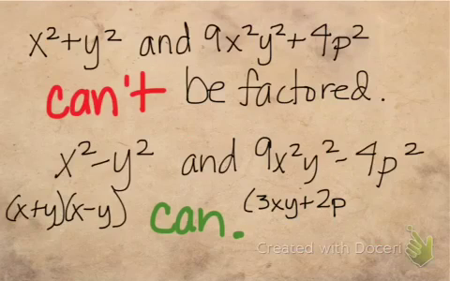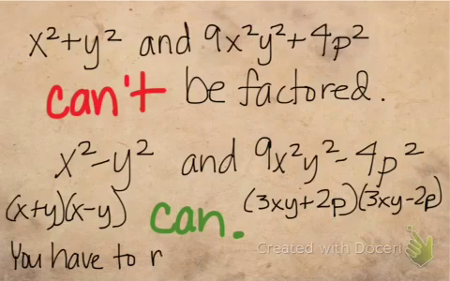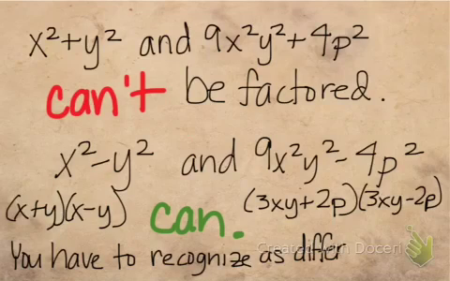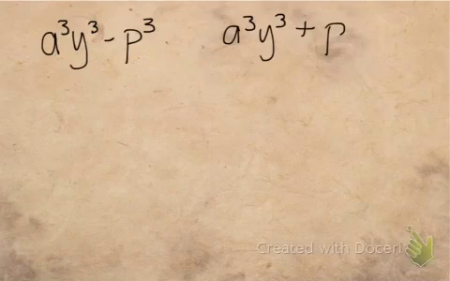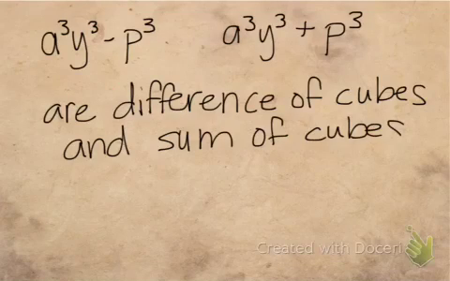two squares. So x squared minus y squared is x plus y times x minus y, and 9x squared y squared minus 4p squared becomes 3xy plus 2p and 3xy minus 2p. You pretty much have to recognize them as difference of squares. So today we're going to talk about cubes, and we're going to talk about difference of cubes and sum of cubes.